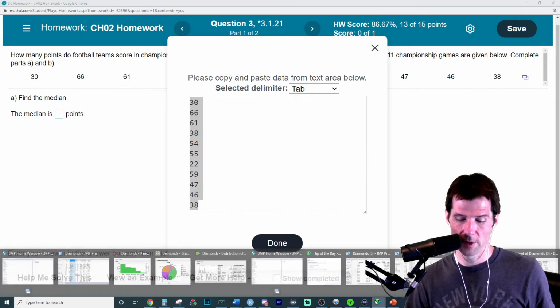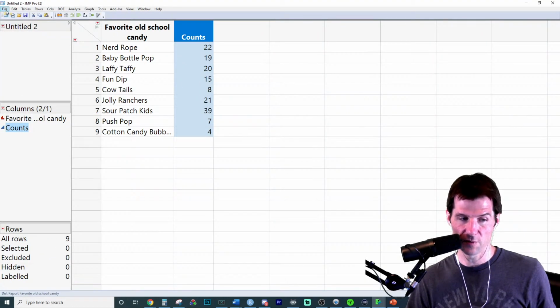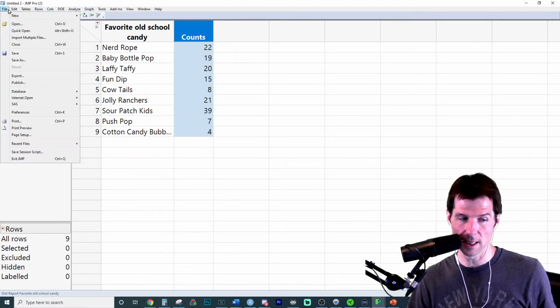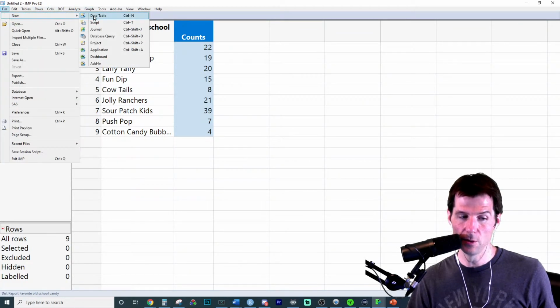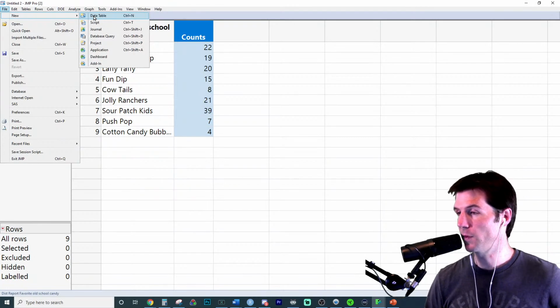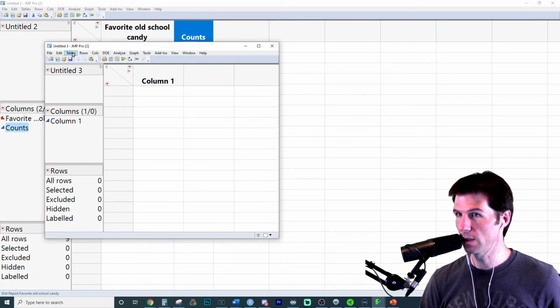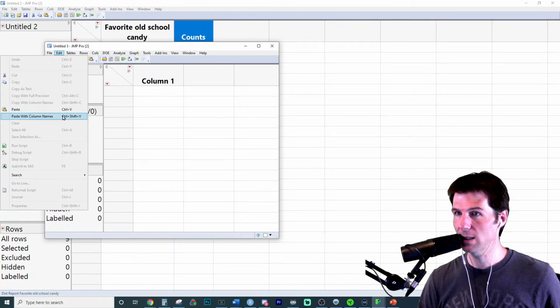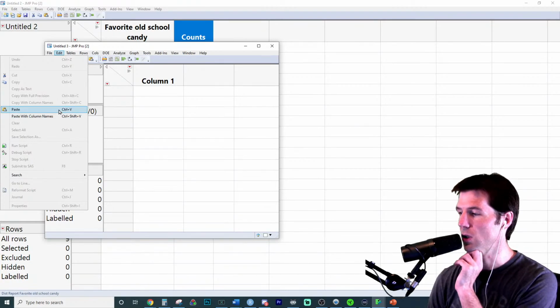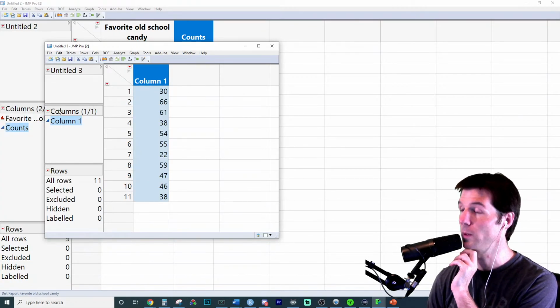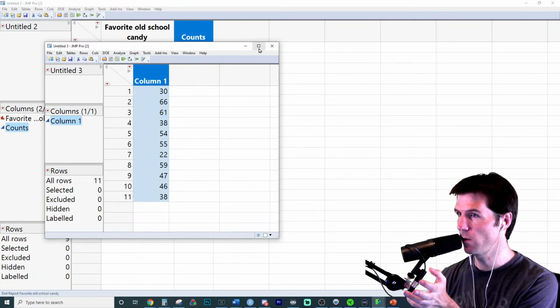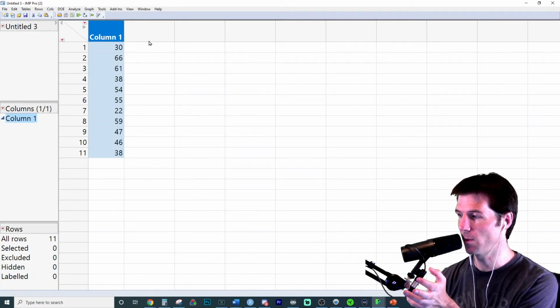we can go inside of JMP, and inside of JMP, we want to go to File, New, Data Table. File, New, Data Table. Under File, New Data Table, it is very important that when you go here, you go to Edit and Paste. Just Edit, Paste. We've done it. With Edit, Paste, we've pasted in the numbers. There was no column name right here.